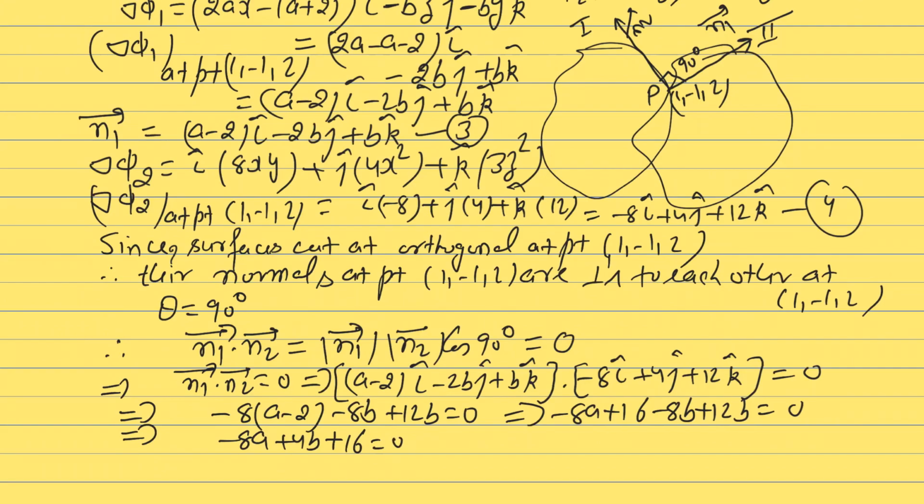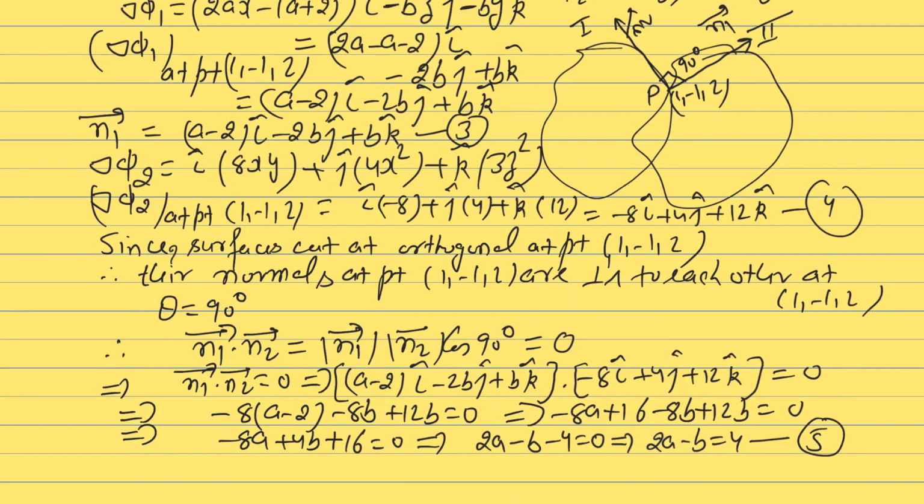16 equal to 0. This implies that, taking minus 4 common, this will be 2a minus b minus 4 equal to 0, implies 2a minus b is equal to 4. So this is equation number 5. Now see, we have determined one relation between a and b, and that is given by equation number 5. But to solve the equation in two variables, we need two equations.